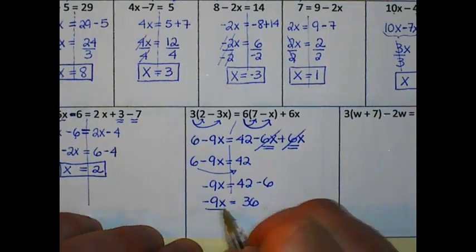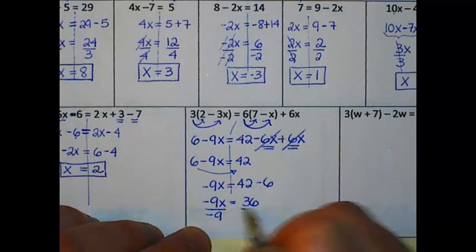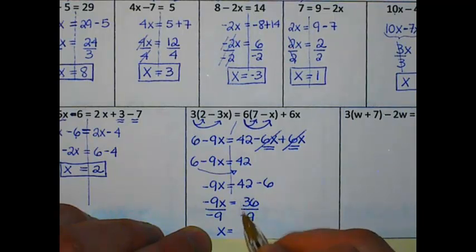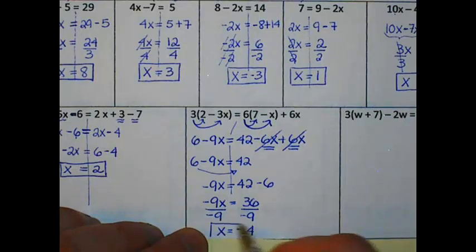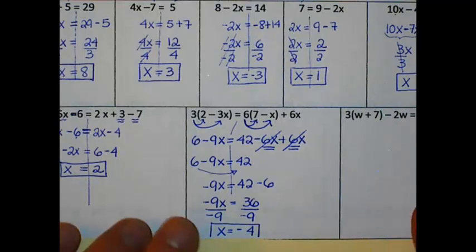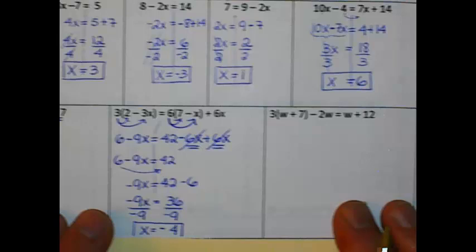Now you're going to divide both sides by negative 9. And 36 divided by 9 is 4. And a positive divided by a negative is a negative. So my final answer is x equals negative 4. Very well. Let's go on to the next problem.